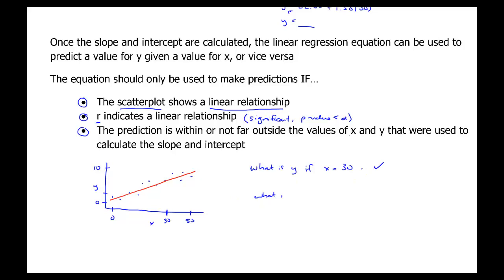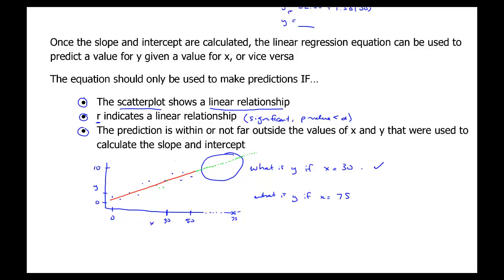If it asks what is y if x equals 75, 75 is way out here, and we don't have any values that go that far for x. Our x's only went from 0 to 50 to calculate the line. We don't really know. We could maybe make the assumption that this line would continue as a straight line, but we don't know that. It's possible that the line could do something else once it gets out there.